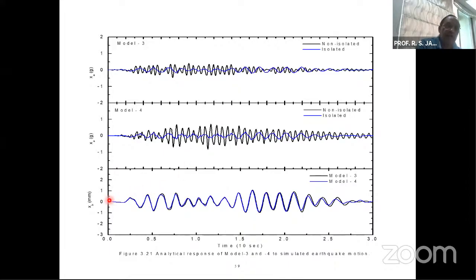The bottom graph shows the displacement in the isolation system, and for the two models, which were one story and two story frame models, they have more or less the same displacement because in an isolated structure, normally the response does not depend upon the number of stories, but it depends on the total weight of your structure.